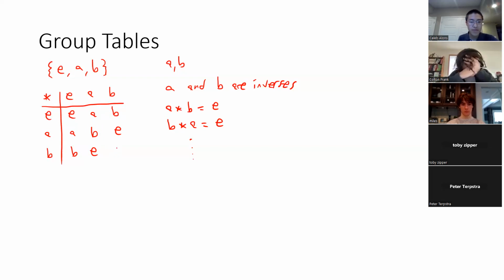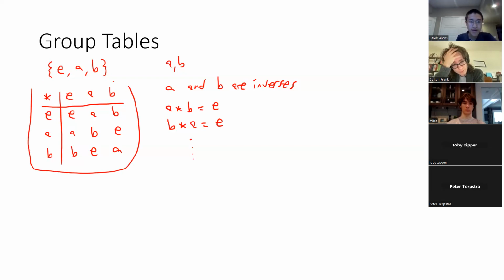So then what's left over in the bottom corner here? A, exactly. Does that make sense? So this is the finite group of order 3. So you can really see this is very fun to do. It's kind of like a game to fill out these things, to see the symmetry, to see the structure.